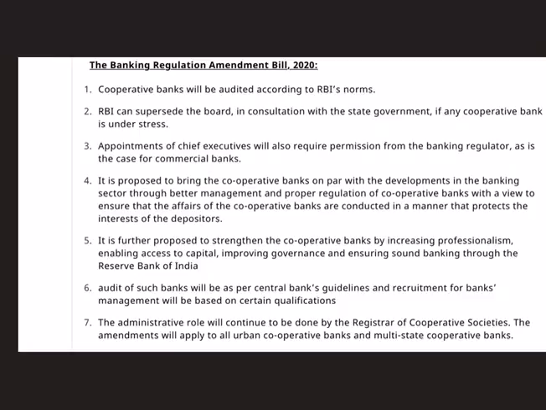Now, as per the Banking Regulation Amendment Bill 2020, cooperative banks will be audited according to RBI norms. Here cooperative banks means urban cooperative banks. And henceforth, the RBI can supersede the board in consultation with the state government if any cooperative bank is found to be under stress. Further, appointments of chief executives will also require the permission of RBI. Audit of such banks will be as per the central bank's guidelines. And also, recruitment for bank management will be based on certain qualifications.